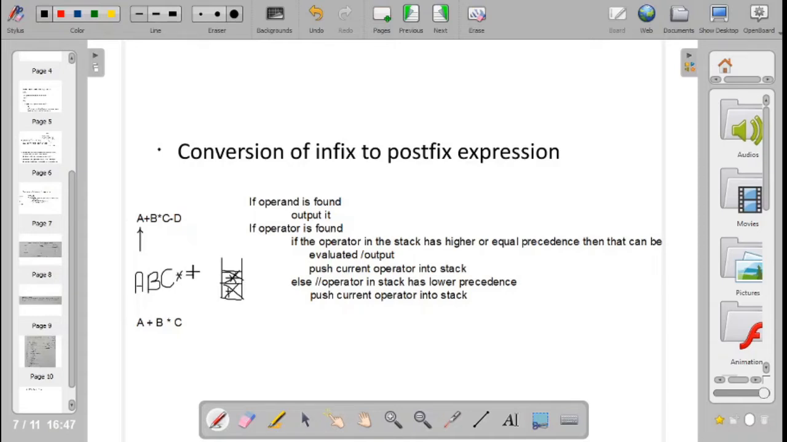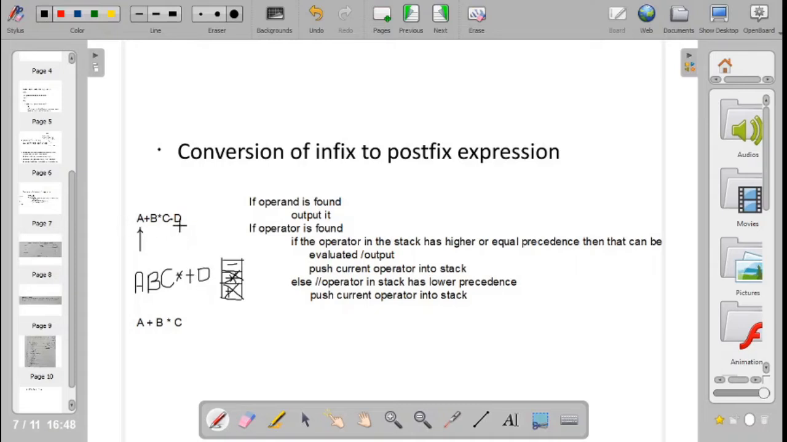and outputting it. So as long as you have operators within the stack, you compare, and if they have higher or equal precedence than the current operator, you can pop it out and output it into the postfix expression, right? After that you push the current operator onto the stack. So minus has to be pushed onto the stack. Now we come across another operand, so we output our operand.